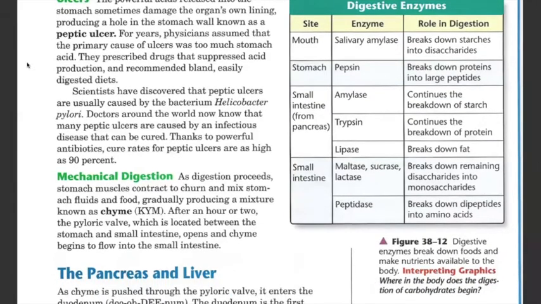Scientists have discovered that peptic ulcers are usually caused by the bacterium Helicobacter pylori. This is the bacteria you did an assignment on recently. All right, the case study. Doctors around the world now know that many peptic ulcers are caused by an infectious disease that can be cured. Thanks to powerful antibiotics, cure rates for peptic ulcers are as high as 90%.